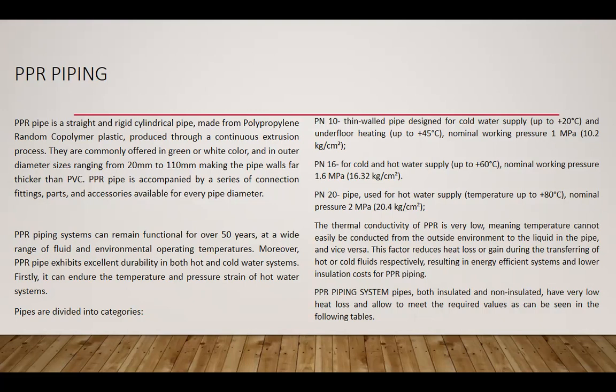PN20 is the pipe used for hot water supply, temperature up to 80 C. Nominal pressure 2 megapascal or 20.4 kilogram per centimeter squared. Yan ang application niya.